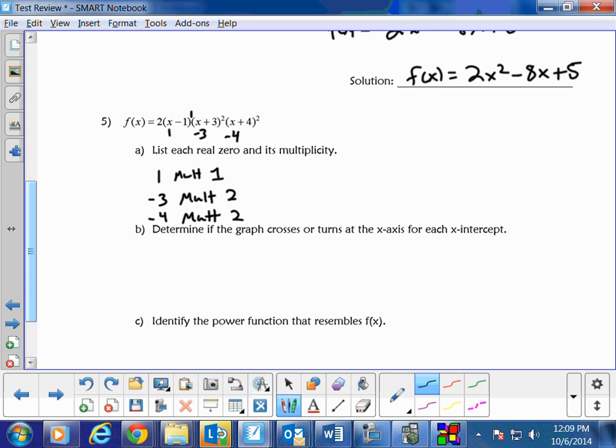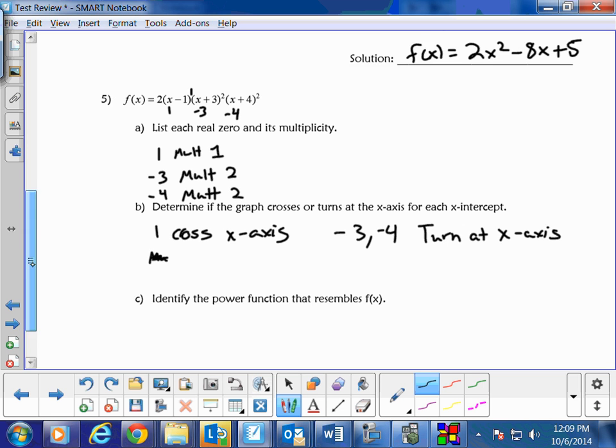Determine if the graph crosses or turns at the x-axis for each x-intercept. Well, for 1, it's going to cross. The reason being is that when you have a multiplicity that's an odd number, it's going to cross the x-axis. For negative 3 and negative 4, it's going to turn at the x-axis. The reason being is that if you ever have a multiplicity that's even, it's going to turn, and it's going to become a tangent there.